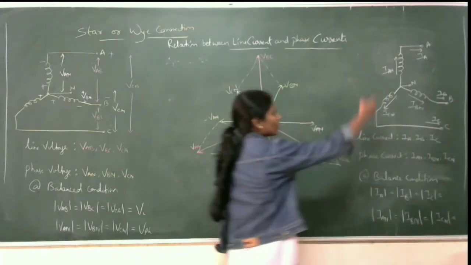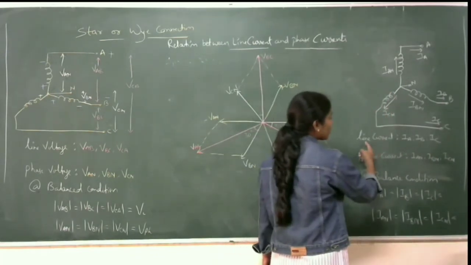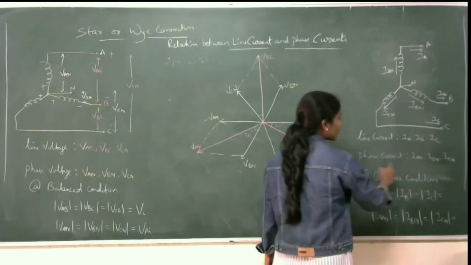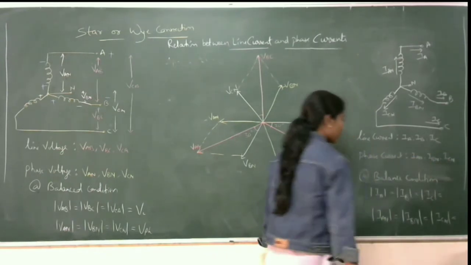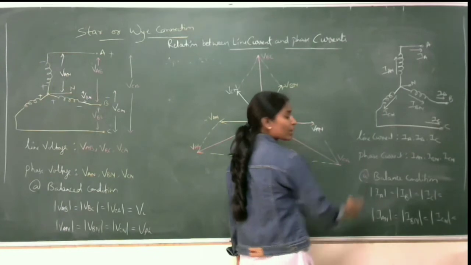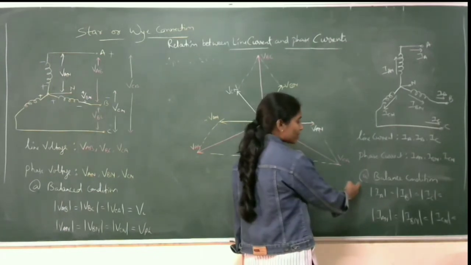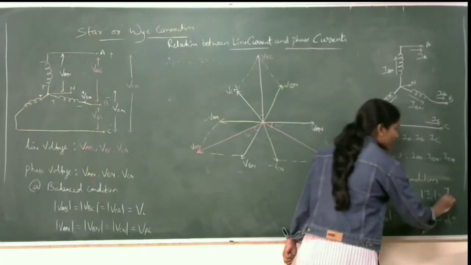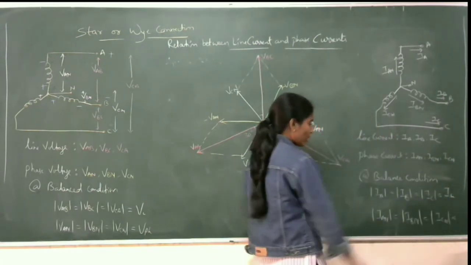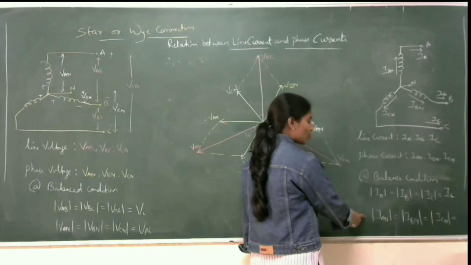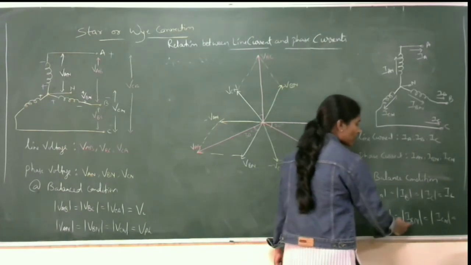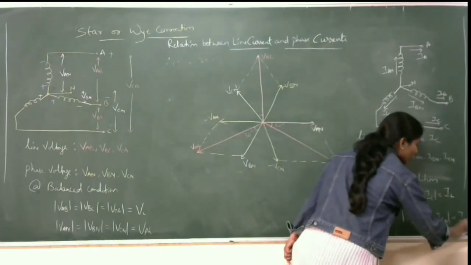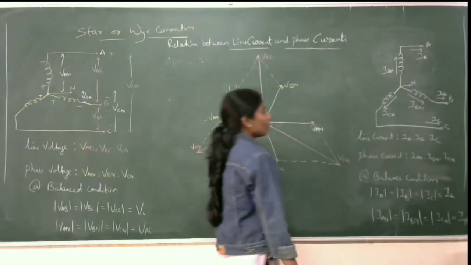Okay, so here these are my line and phase currents. That is line current IA, IB, and IC. Phase currents are IAN, IBN, and ICN. At balance condition, as we have seen in the voltage, all the magnitudes of line currents should be equal, and I am going to represent it with IL, that is line current. And in balance condition, the phase currents should also be equal. So that is IAN equals IBN equals ICN, which is nothing but IPH. Okay, so this is the condition.